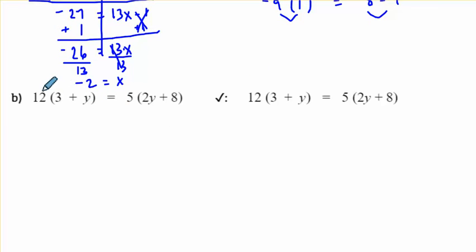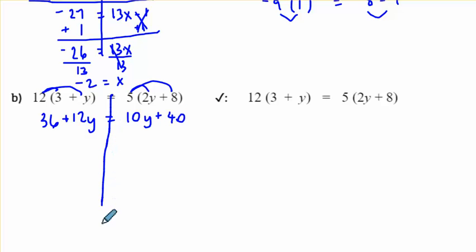Distributive property on both sides this time. So 12 times 3 is 36. And then I have 12 times y, which is going to be plus 12y. And over here, 5 times 2y is 10y. Plus, and 5 times 8 is 40. Okay, and I should have drawn my river.